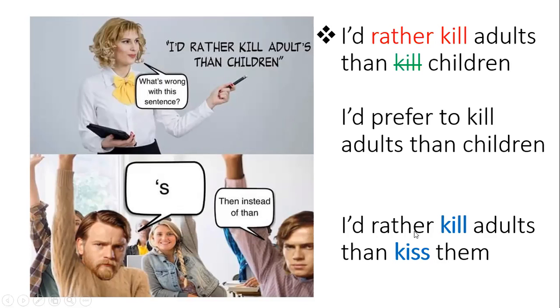And then, I'd rather kill adults than kiss them. Or I prefer to kill adults than kiss them. Rather than, if you use prefer to. I'd rather kill adults than kiss them. So when you use a different context, a different verb, then you should write it again. Kill and kiss are different, unlike kill and kill.